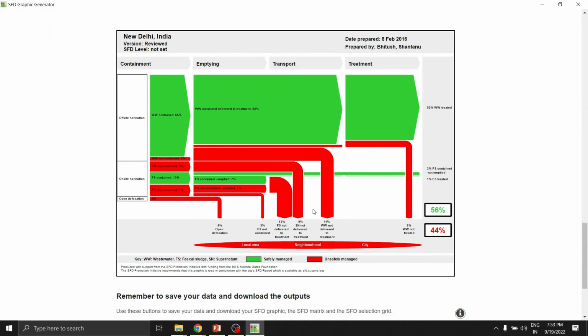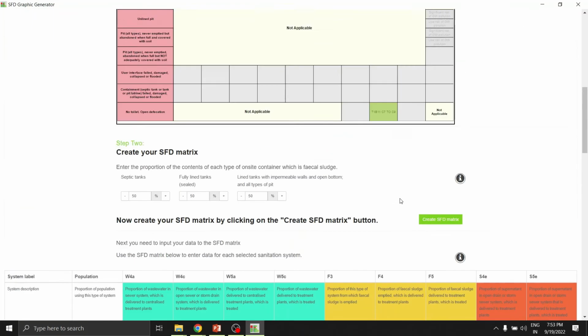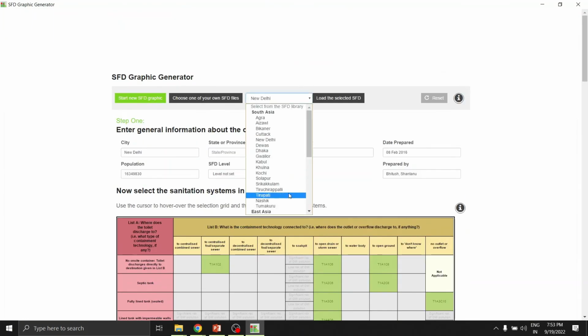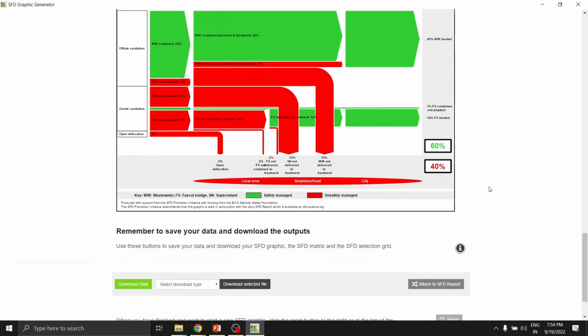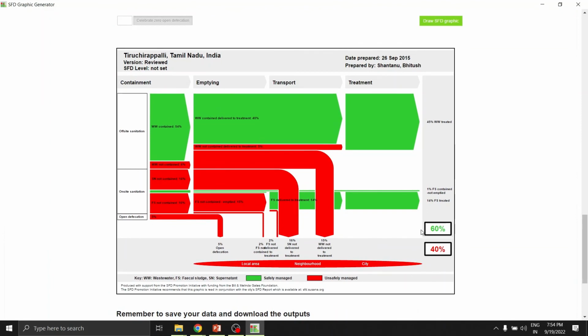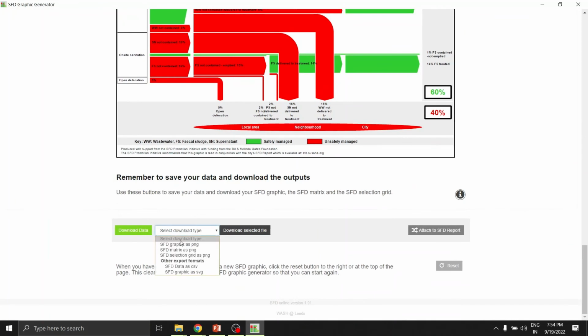So I thought it was a beautiful way of representing how the entire mechanism works, and you can use it to either make your case, or you can just play around, check for other cities, like say for Trichy, according to this person's report and the numbers that have been input. So 60% of it is being handled properly and 40% is not. And you can also save the data in multiple formats, which is also very interesting.